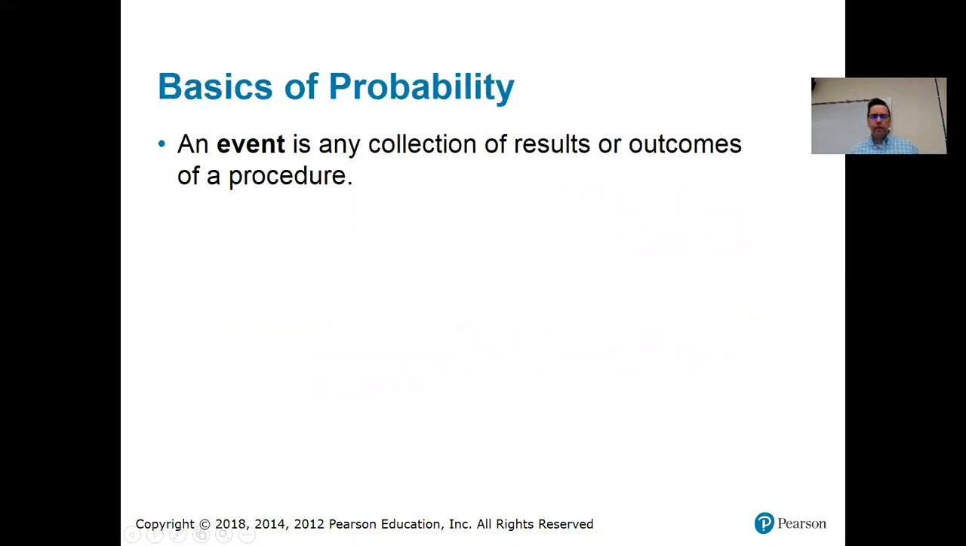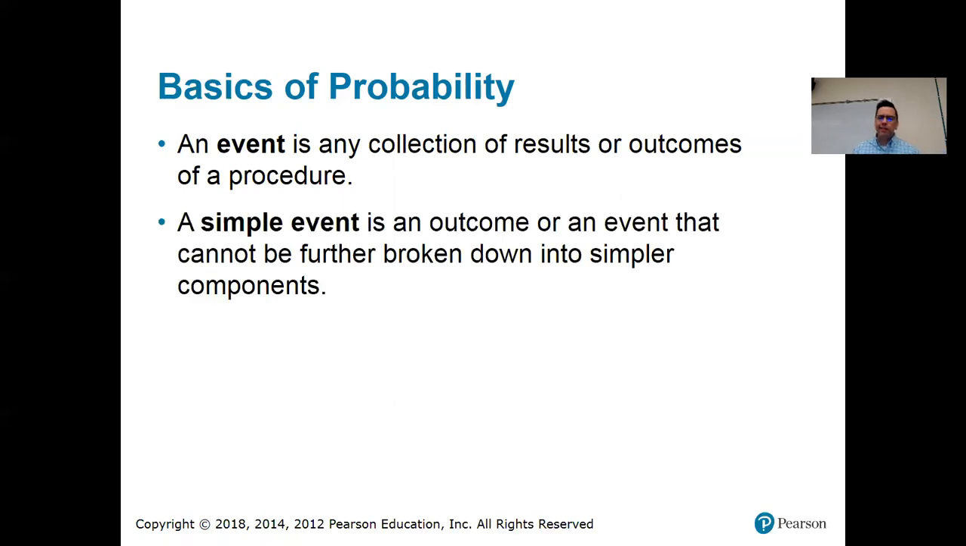All right, so starting with the vocabulary, in probability we talk about events. How likely is this event to happen? An event is just any collection of results or outcomes, and I've got examples coming up here. A simple event is an outcome or an event that cannot be further broken down into simpler components.